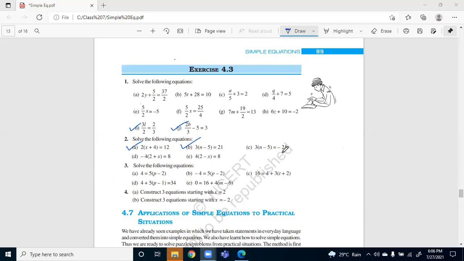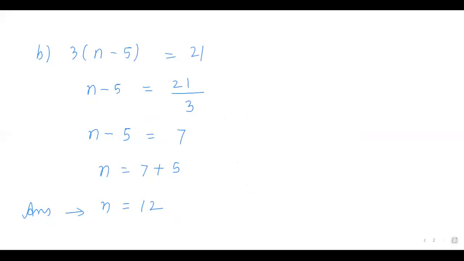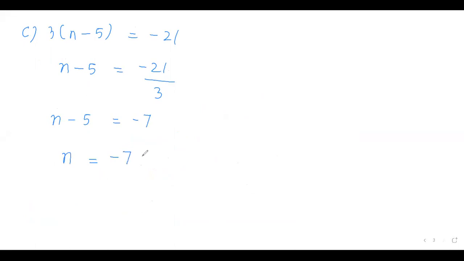3n minus 5 is equal to minus 21. So first step, we will be sending 3, which is in multiplication, to the other side, then it will come in division. So n minus 5 is equal to minus 7. So n is equal to minus 7 plus 5, or I can say n is equal to minus 2.